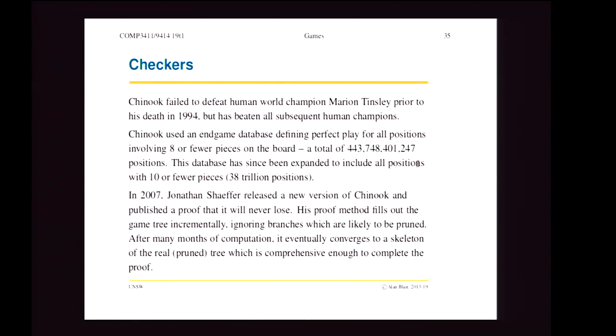He pre-computed, he looked at all possible positions with 6 or fewer pieces on the board, and he pre-computed for every one of those positions whether it was a win for black or white or a draw. So when you're playing against Chinook, if it's doing a search and it gets to a position with 6 pieces, it doesn't have to do any more computation. It just looks up in a table whether it's a win or a loss. And I invited you in the tutorials to think about what would be the way of pre-computing those things.